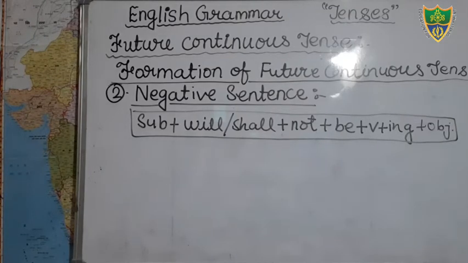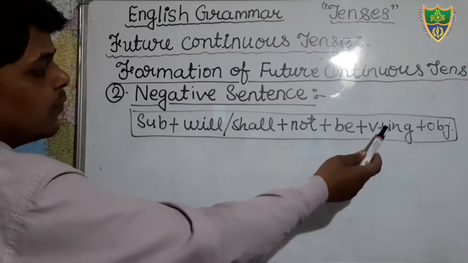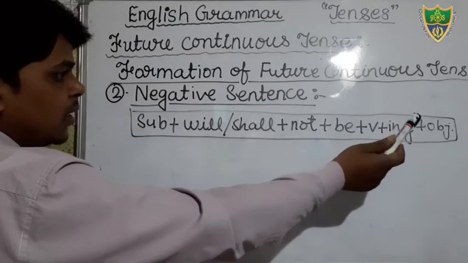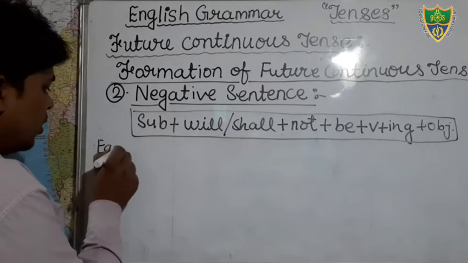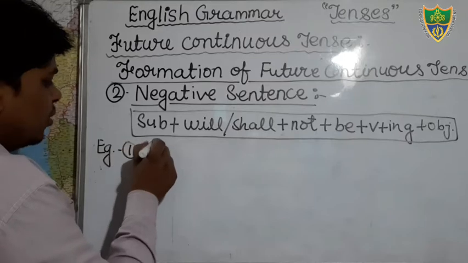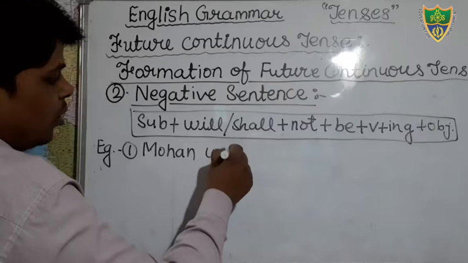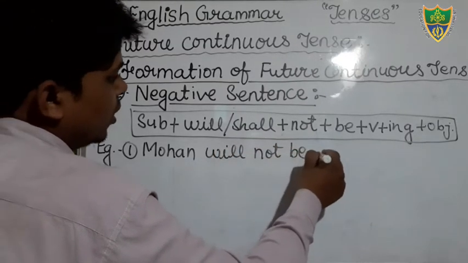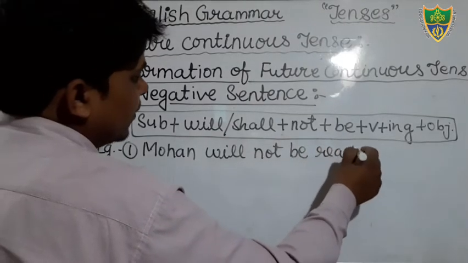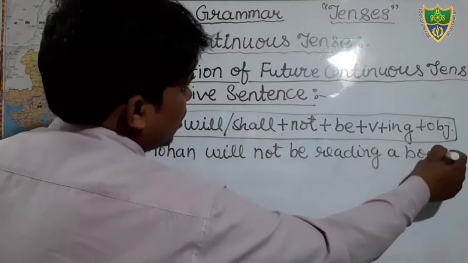Subject, will or shall, not, because that is a negative sentence, therefore we add the negative word not. Then be, then the verb, in which we add ing, then the object. Now we can see the examples of it. Just see. Mohan will not be reading a book. You can see the sentence.